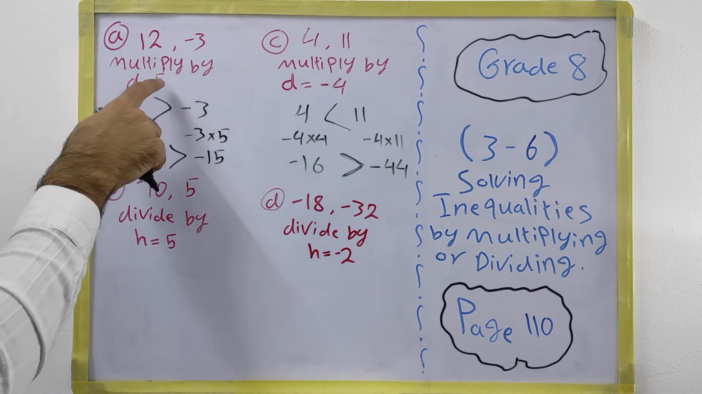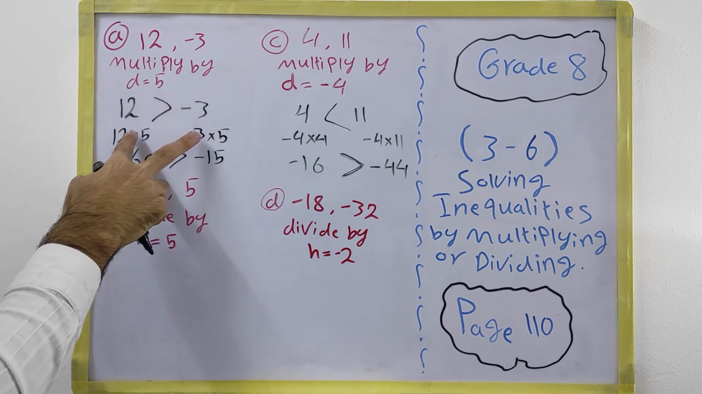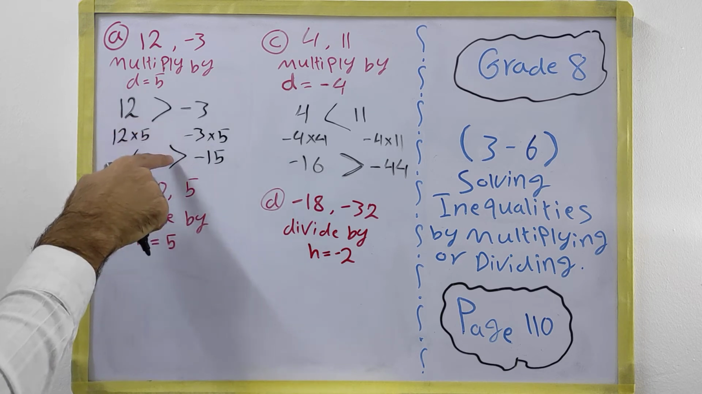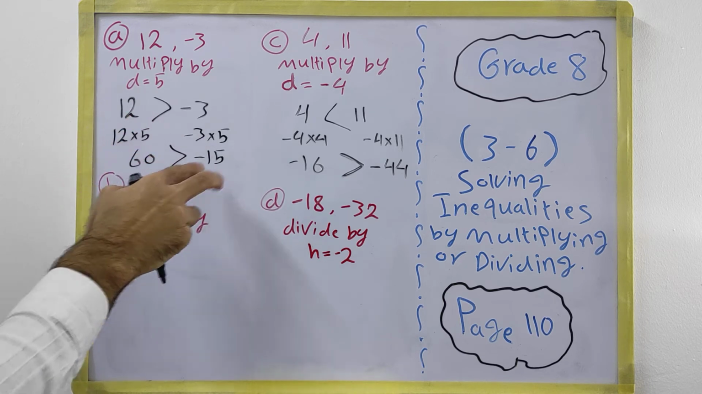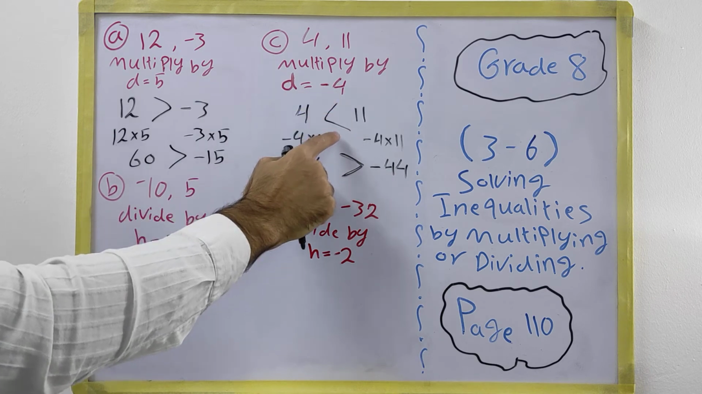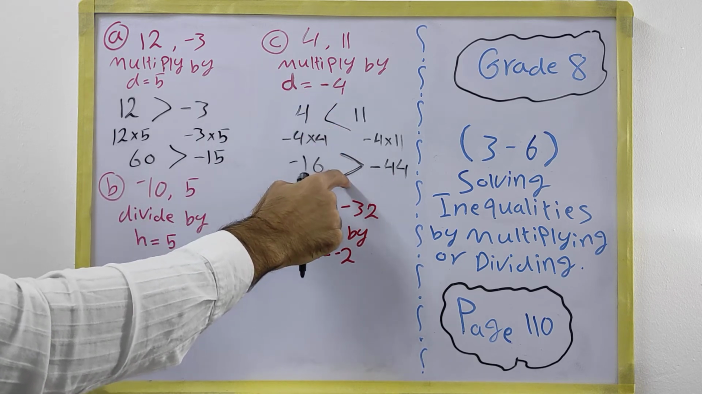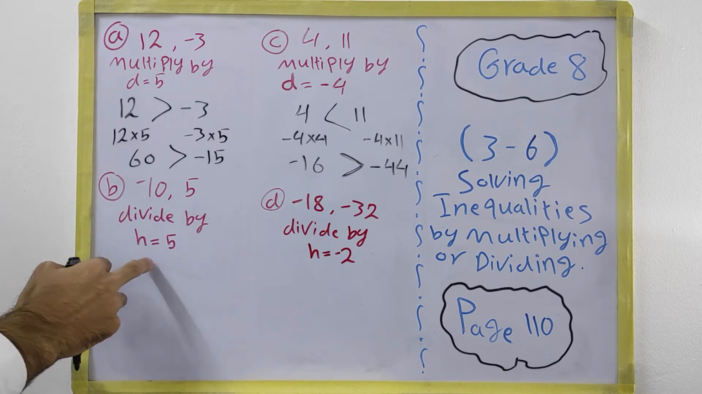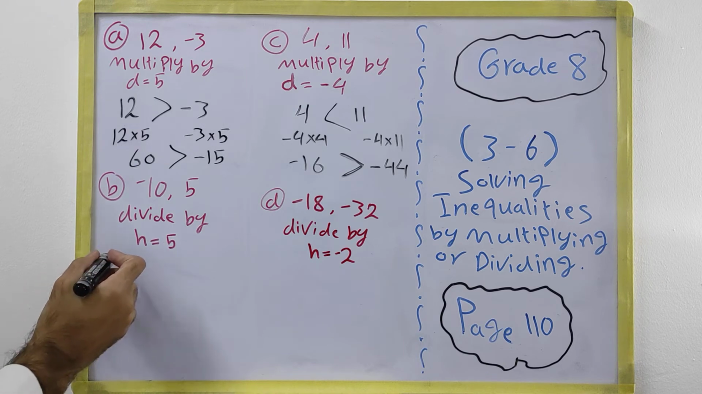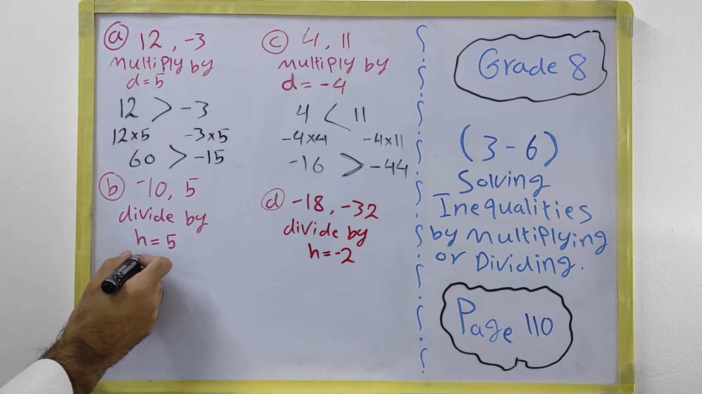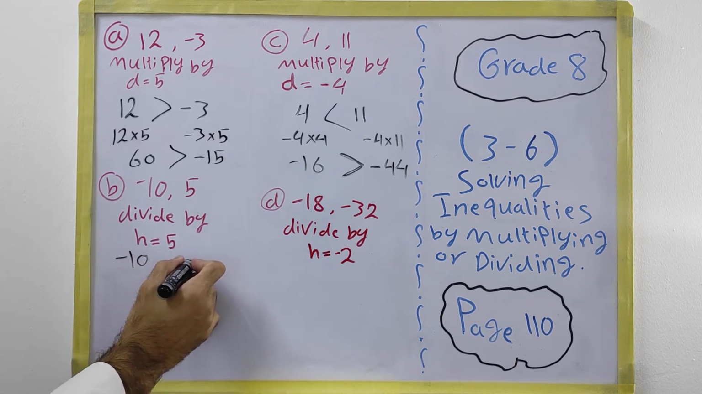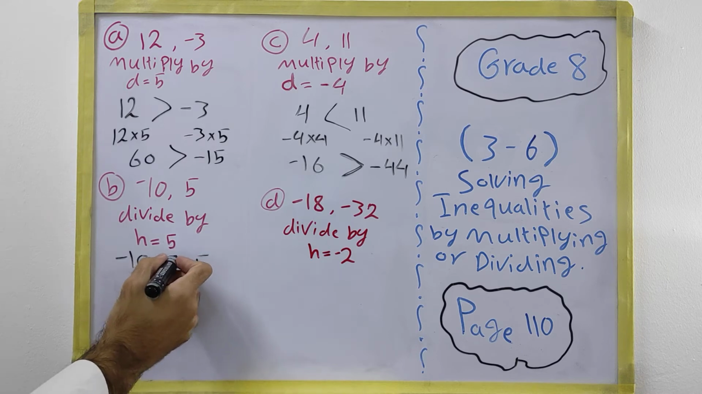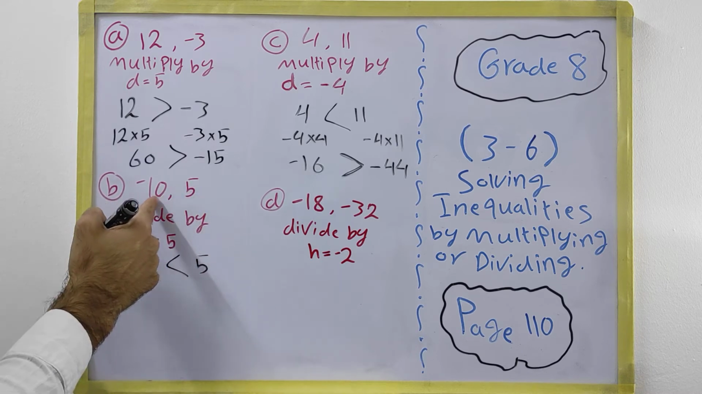So if we multiply both of the sides by a positive number, the sign stays the same. If we multiply both of them by a negative number, the sign would be changing always in the inequalities. This one we have divide. Divide by 5, divide by negative 2. We have negative 10 and 5. Which one is greater? 5 is greater than negative 10.